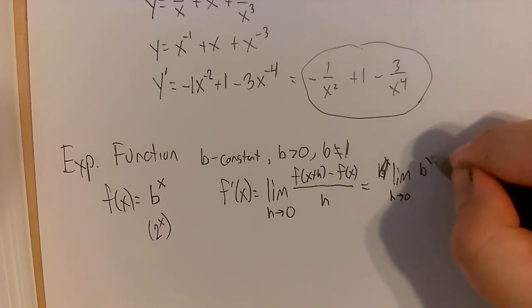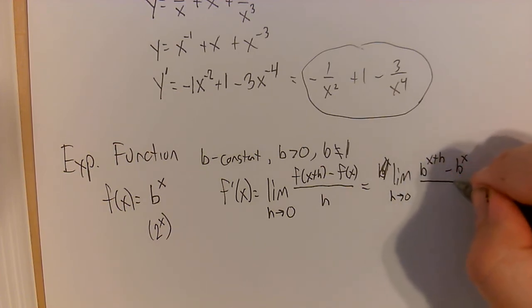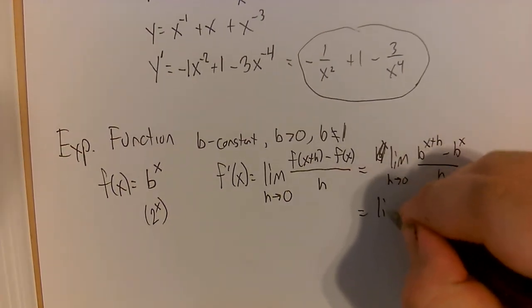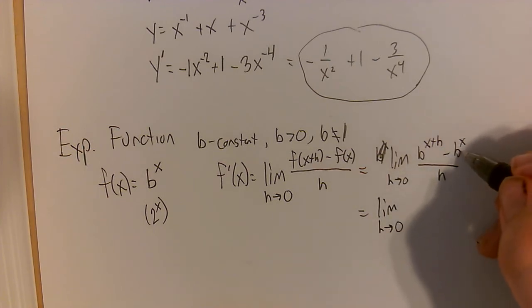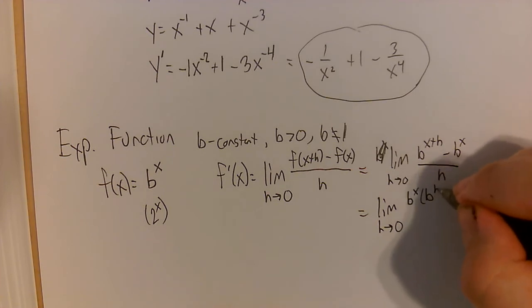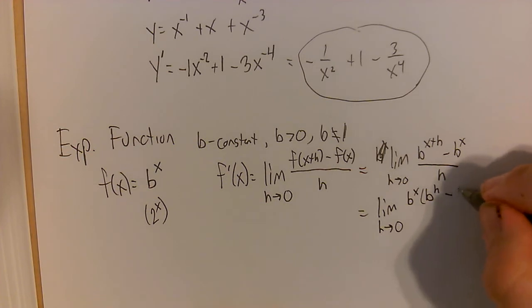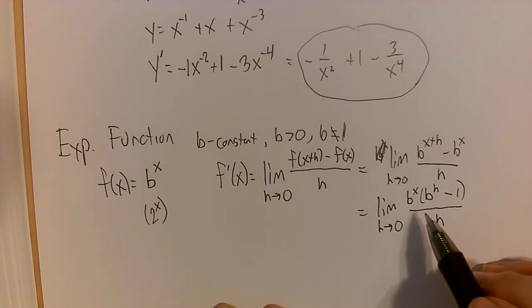Then I have b to the x plus h minus b to the x divided by h. Now, using exponent rules, I'm going to factor out a b to the x from this. Because b to the x plus h is b to the x times b to the h, because addition in exponents is multiplying outside of the exponent. Alright, so my limit simplifies to this.